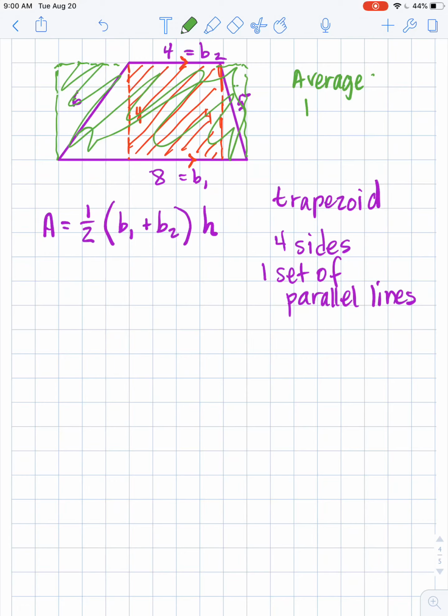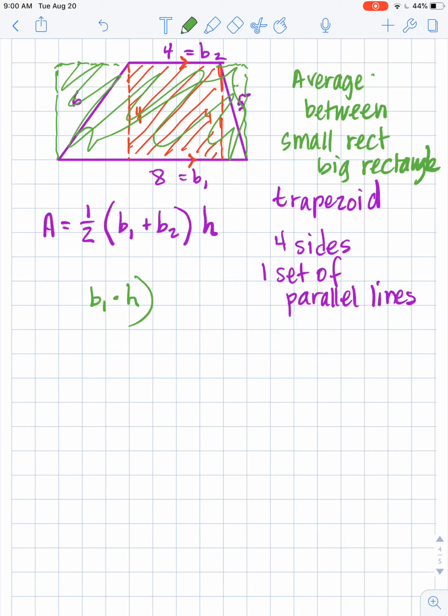The average between the small rectangle and the big rectangle. So the big rectangle would be base 1 times height, and the small rectangle would be base 2 times height, and for the average we would divide it by 2.